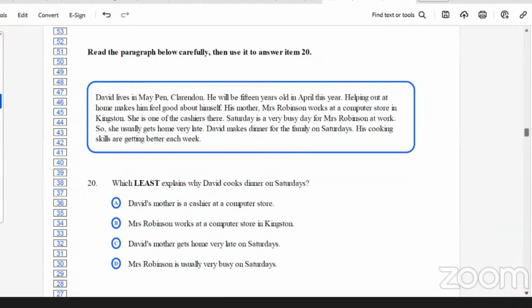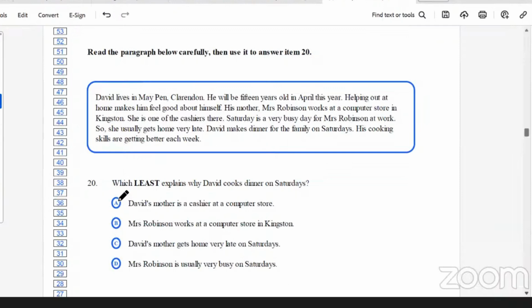Question 20. Which least explains why David cooks dinner on Saturdays? Which least explains? Okay. Is it that his mother works at a computer store in Kingston? His mother gets home very late on Saturdays. Mrs. Robinson is usually very busy on Saturdays. What would least explain? All right, so the one there that does not give us enough information to tell why he would cook is A, right?